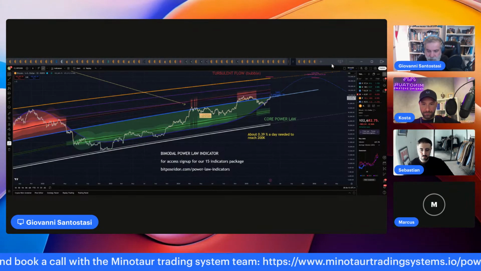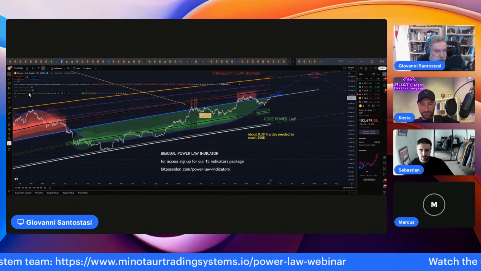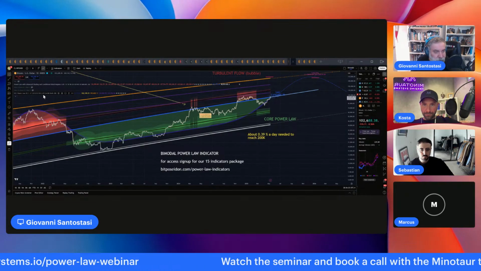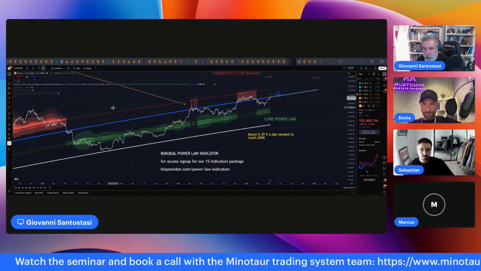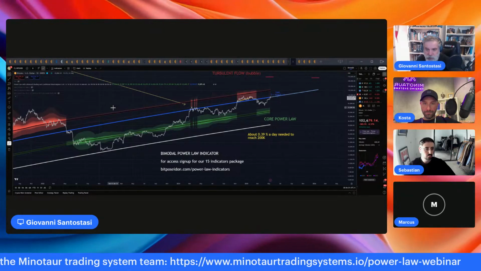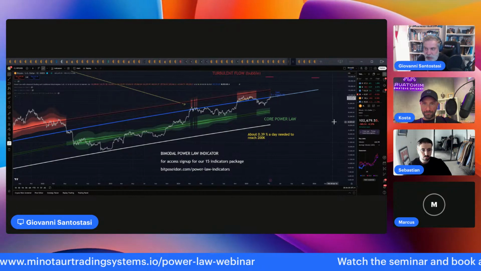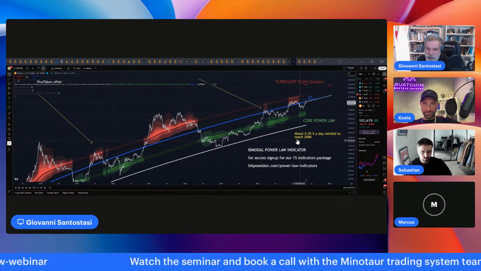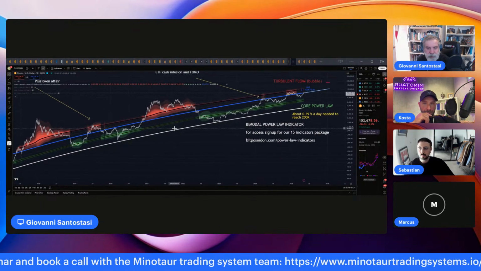In fact, they are superimposed. Let me turn off one of them so it's a little bit more clear. All right, this is what we call the bimodal Bitcoin, and it shows a few things. First of all, the blue line is the major power law, what we call the reference power law. It's supposed to be a kind of compromise between the peaks and the bottom.